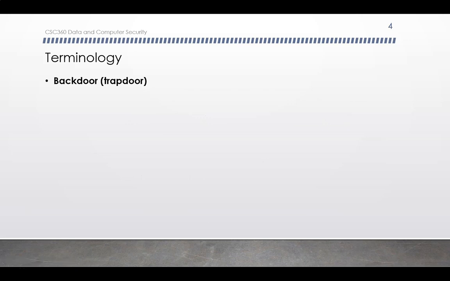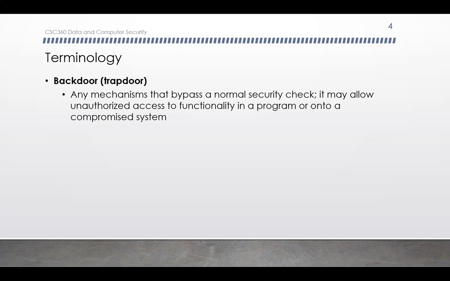A backdoor or trapdoor is any mechanism that serves to bypass a normal security check. It allows unauthorized access to functionality in a program or onto a compromised system. It's a secret entry point into a program that allows someone who is aware of its existence to gain access without going through the usual security access procedures. Programmers have used backdoors legitimately for many years. They use them to debug and test programs. Such a backdoor is called a maintenance hook.